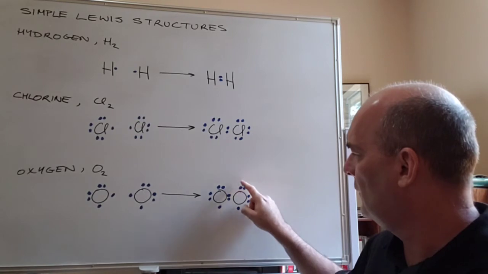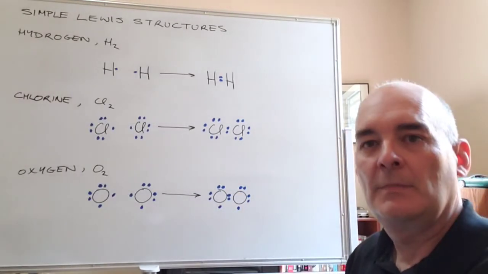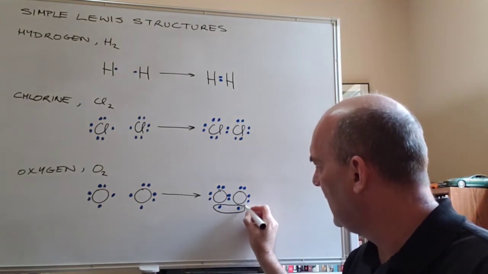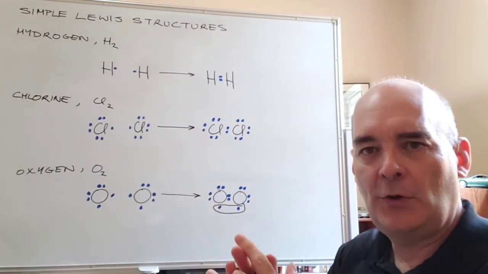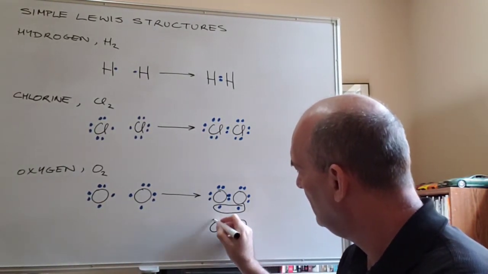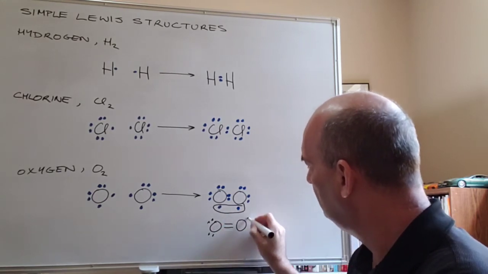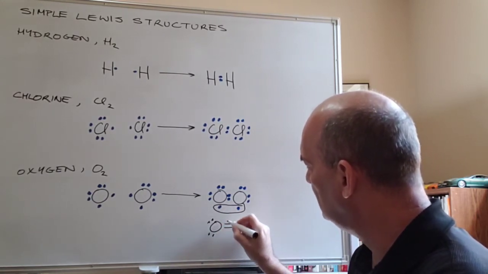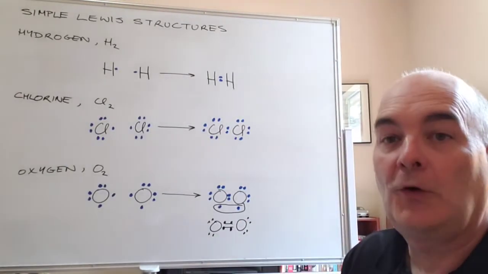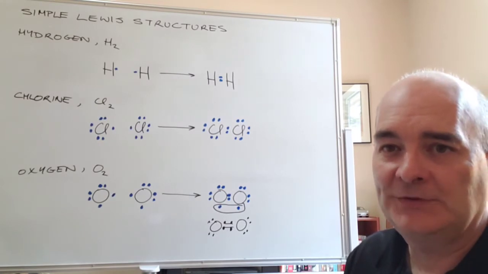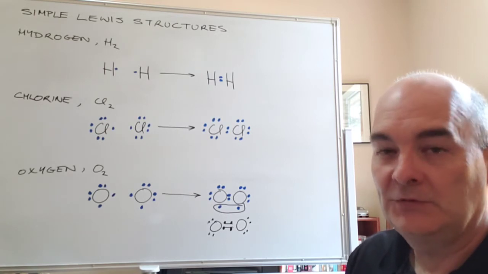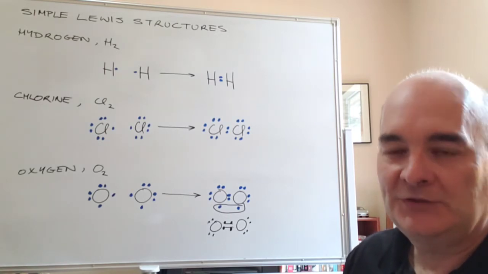1, 2, 3, 4, 5, 6, 7. So I need another bond. If I take these 2 electrons and combine those, I just made a double bond between those 2 oxygens. There are now 4 electrons shared between 2 atoms. This is a double bond, and it's one of the reasons why oxygen, 21% of the atmosphere, is so stable.